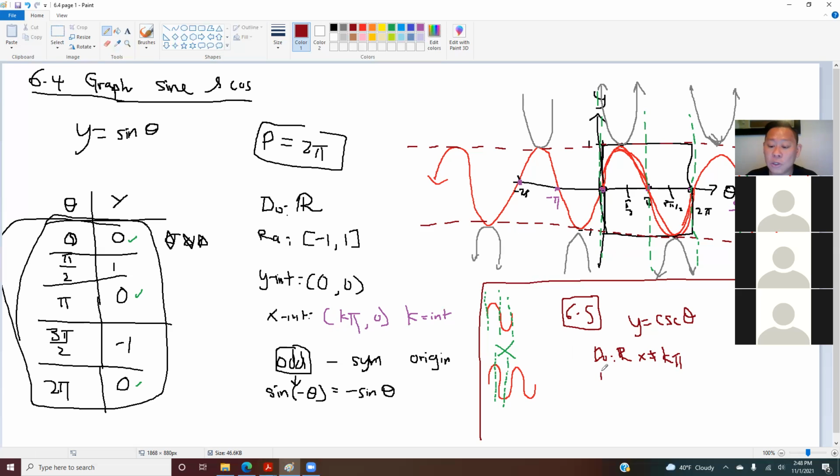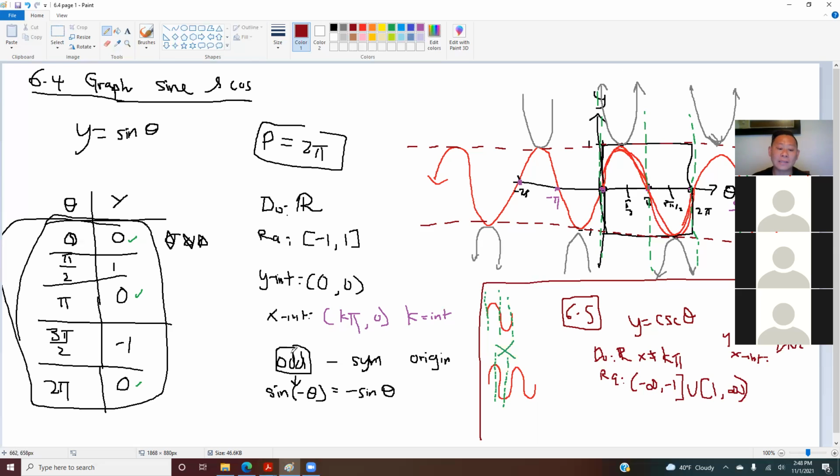Your range in this case, because you jump from -1 to 1, is -infinity to -1 included, and then 1 to infinity. So you jump from here and then jump from 1 to infinity. That is your range for the cosecant graph. It does not have a y-intercept, and it does not have an x-intercept, because this graph will not cross the y-axis, and it will not cross the x-axis.